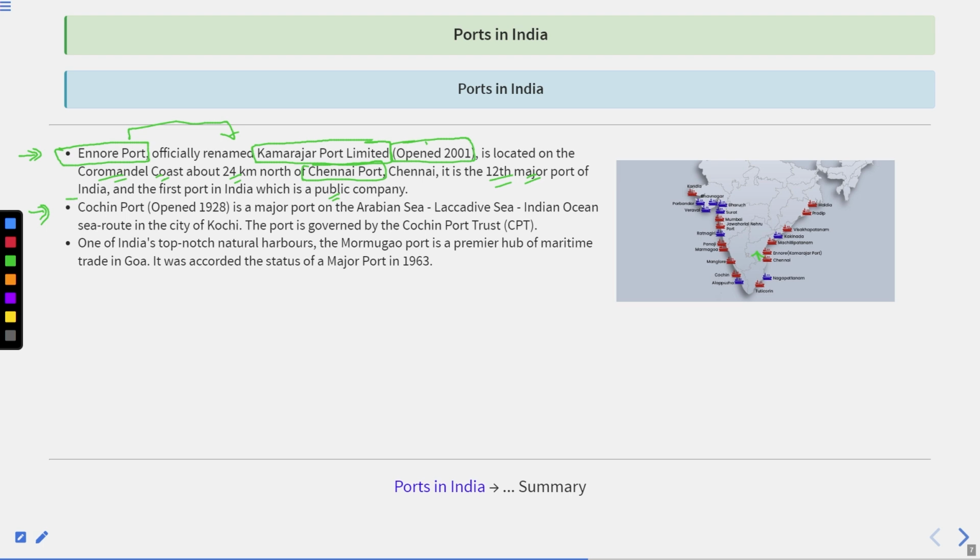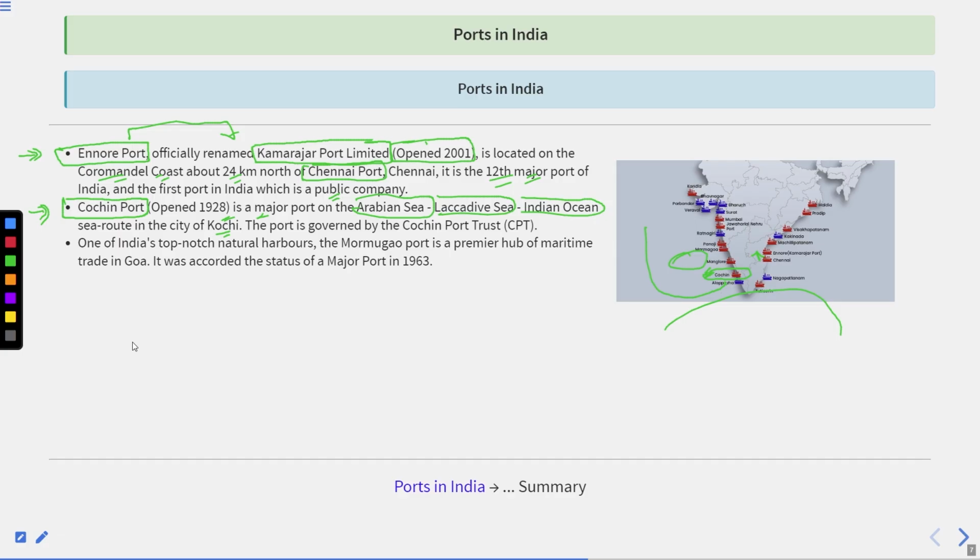Then we have the Cochin Port. The Cochin Port actually opened in 1928 during the British time. It is a major port in the Arabian Sea, Laccadive Sea, and Indian Ocean. Like here is the Cochin Port, here is the Laccadive Sea, here is the Arabian Sea, here is the Indian Ocean. So you can say majority of the oceans are generally accessible by this. Okay.